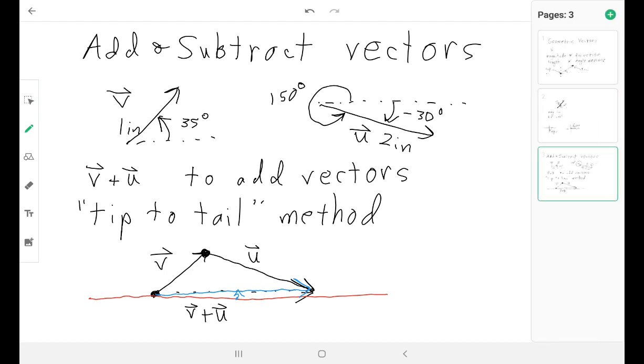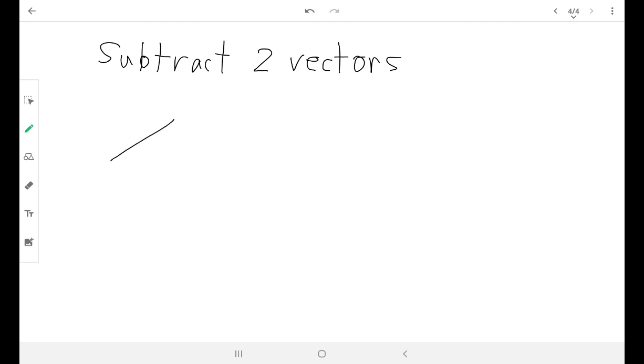But let's talk about subtracting vectors. Okay, how are we going to subtract two vectors? Well, let's have two vectors again. Let's say we have a V, and I'm going to be more careful about drawing the U. This time I'm going to draw it real extra long. So there's a different V and U.